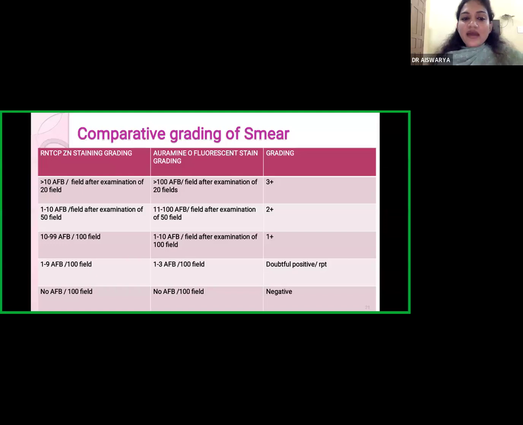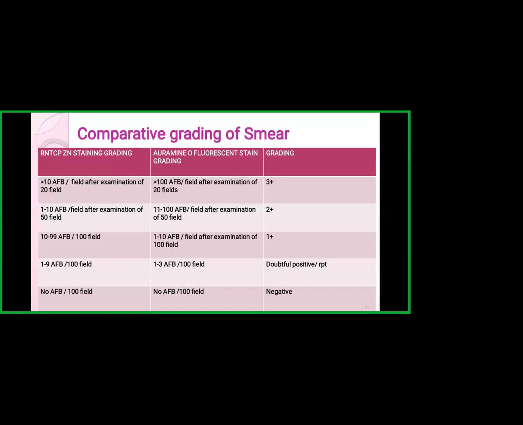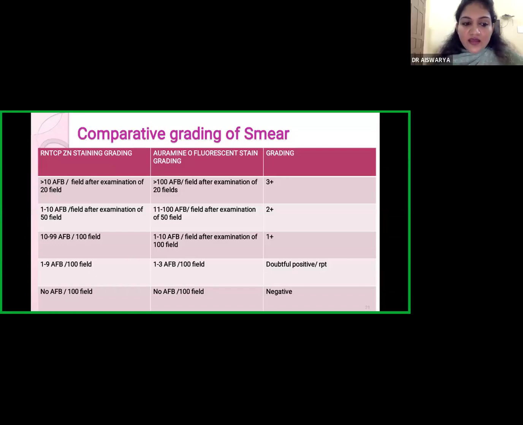So next, this is a comparative grading of smear. We see results like sputum smear AFB 1+, 2+, 3+. This is all made depending on the number of AFB seen per field of smear examined. If we see no AFB by looking up to 100 fields, we label it as negative. If we see 1 to 9 AFB in 100 fields, we say doubtful positive. We need to repeat that smear once again. If we see 10 to 99 AFB per 100 fields of examination, we call it 1+. If we see 1 to 10 AFB per field, we call it 2+. If more than 10 AFB per field, we call it 3+. Likewise, we grade them. Higher the grading, higher the infectivity, and higher the rate of spreading to other persons.